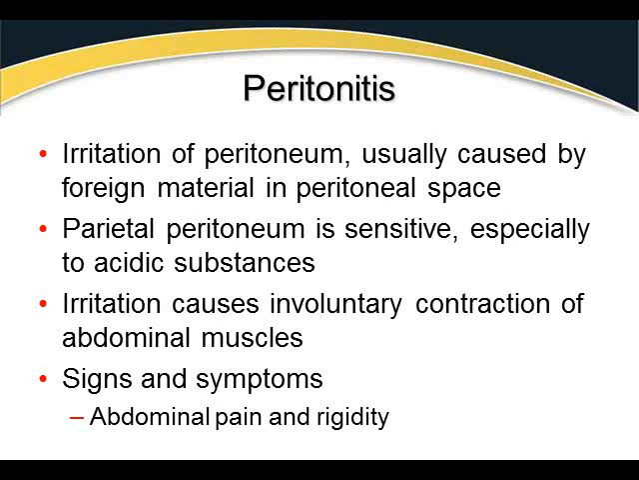So the parietal peritoneum is very sensitive, especially to acidic substances, which, remember, most of what's in the digestive tract is very acidic. We don't have a lot of alkaline. It's mostly acidic. The irritation causes involuntary contraction of those abdominal muscles, and it comes with abdominal pain and rigidity. So you go and you put your fingers, you try to palpate across their abdomen, and it is firm as a drum. That can be a sign of peritonitis.